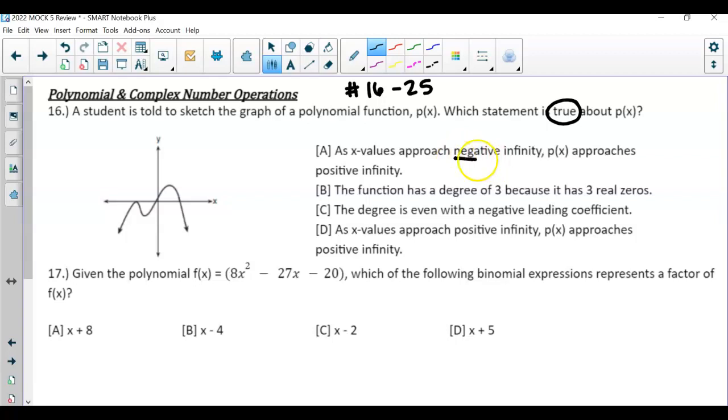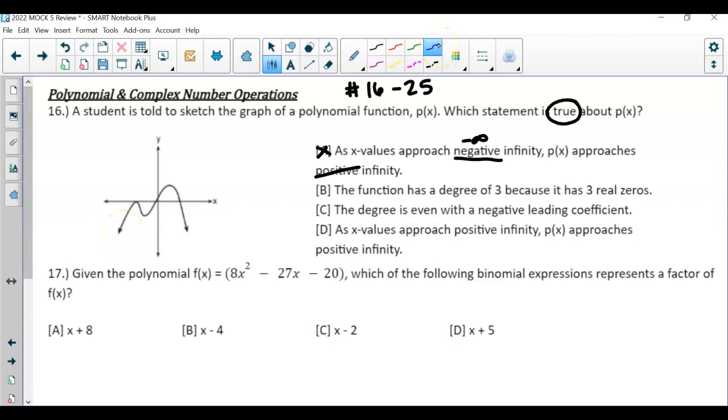So as x approaches negative infinity, so as we're going to the left, what direction is the left side of our end, or what's P of x approaching? Well, this is going down, but this says positive. So A is not our answer. Now let's take a look at B.